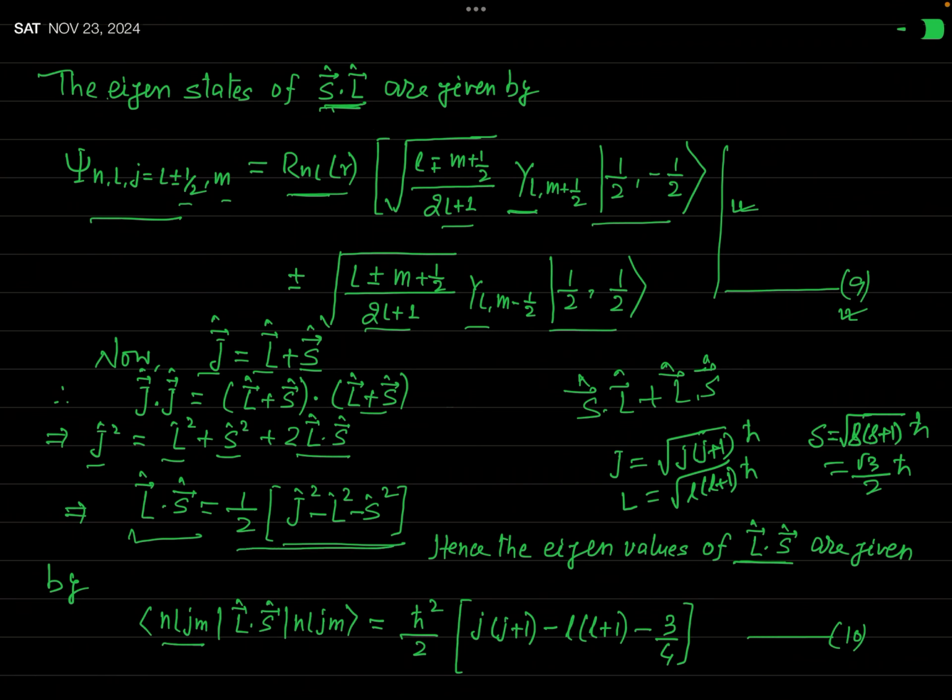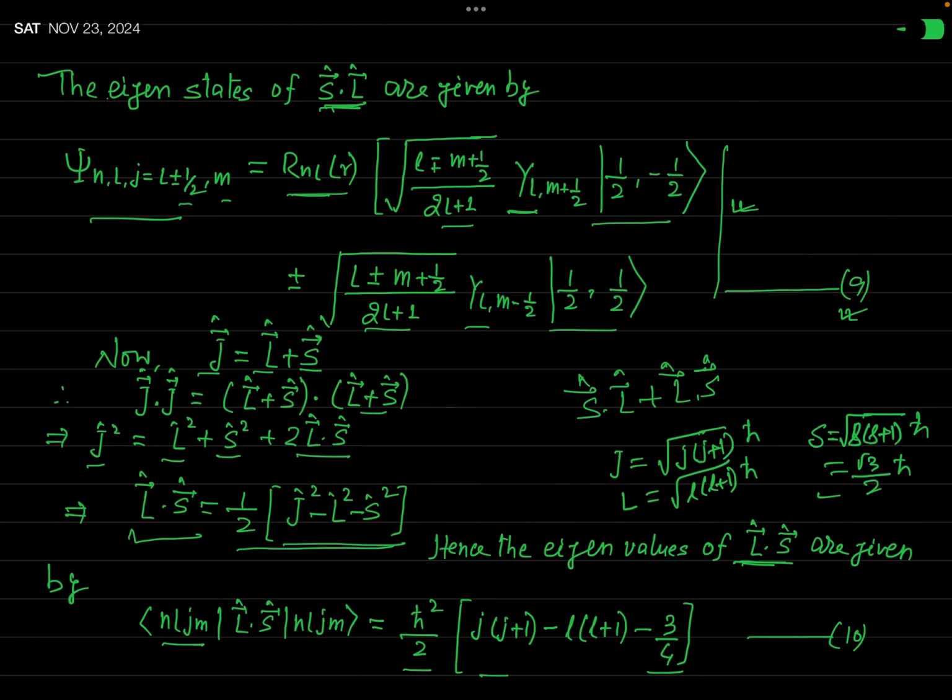See this expression for L dot S and substitute the values of J square, L square and S square from here. After substituting this, you will get the eigenvalues of this L dot S, and these will be H bar square over 2 times J into J plus 1 minus L into L plus 1 minus 3 by 4. Okay, so these are the eigenvalues of L dot S.